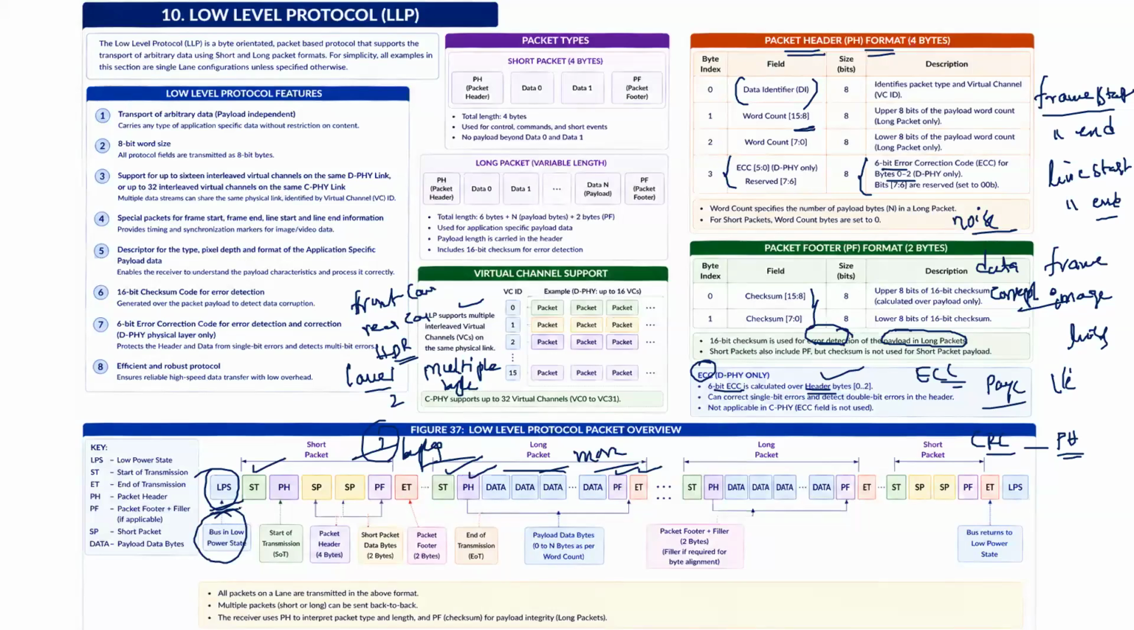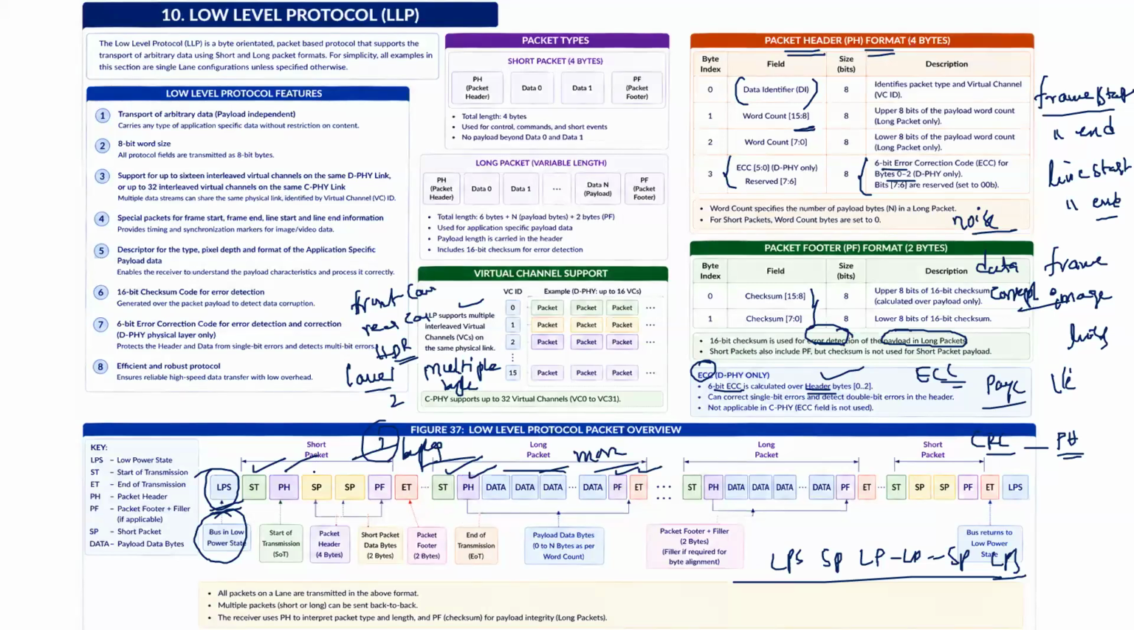So that LPS is followed by a short packet, then long packet, long packet, and so on. Again, short packet and then LPS. This is the format we use to send data from the transmitting side to the receiving side. In the data packet header, we have 32-bit data, which means 4 bytes of data we are transferring. That is the packet header.